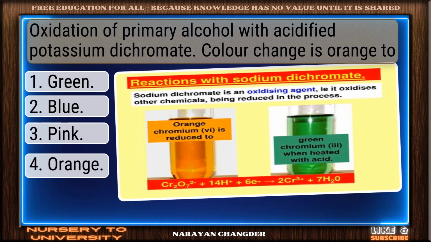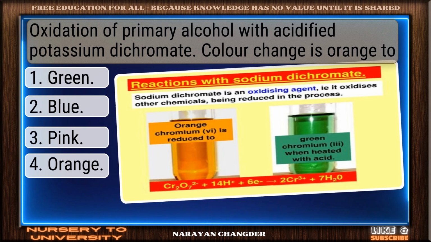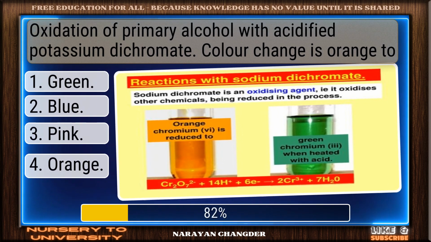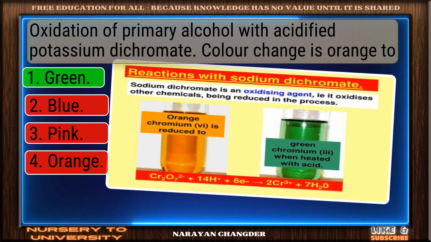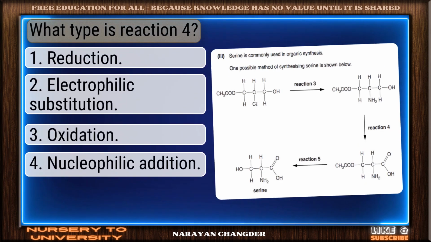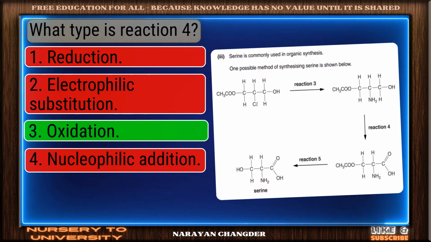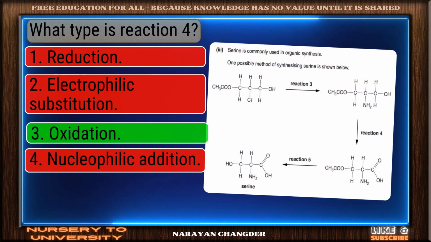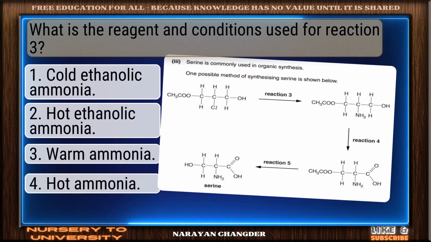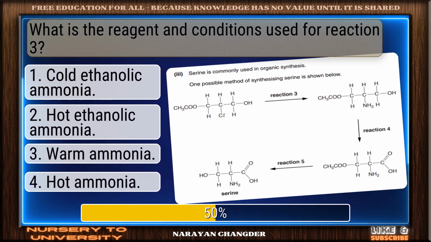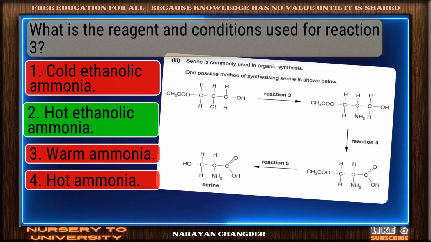Oxidation of primary alcohol with acidified potassium dichromate. Color change is orange to? Sharp thinking. Green is the right choice. What type of reaction is this? Right choice. Oxidation is the best answer. What is the reagent and conditions used for reaction 3? On track. Hot ethanolic ammonia is the correct answer.